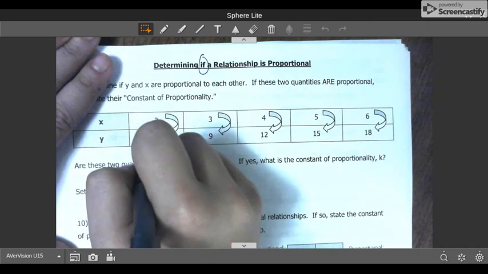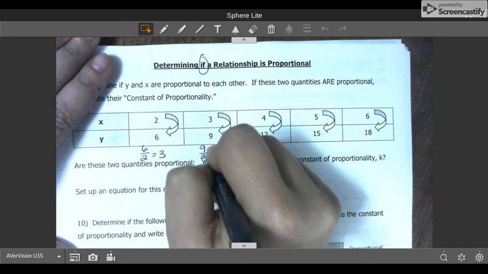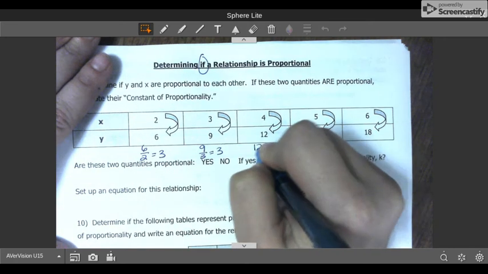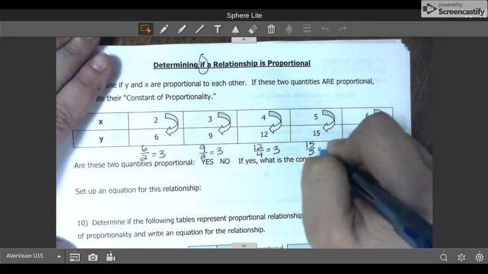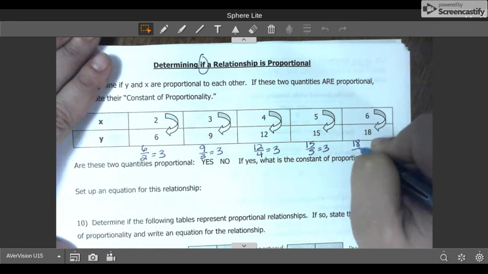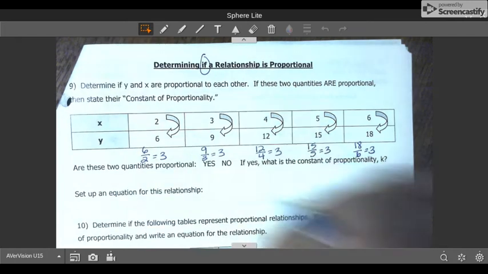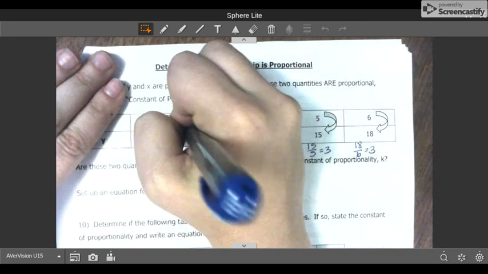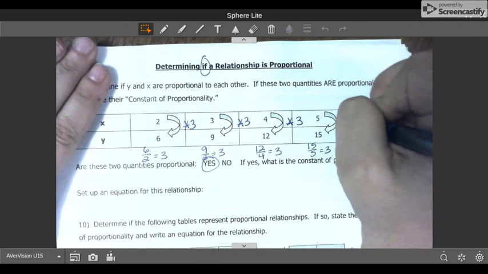So 6 divided by 2 is 3. 9 divided by 3 is 3. 12 divided by 4 is 3. 15 divided by 5 is 3. 18 divided by 6 is 3. So are these proportional? Yes, because every time we're going to multiply by 3 to get from x to y.